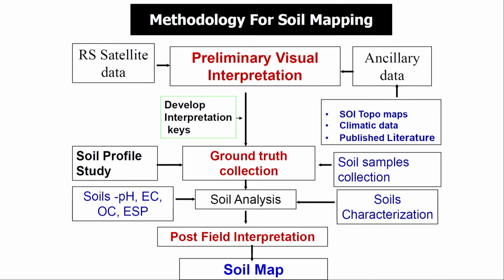So this is your methodology for soil mapping in a nutshell. I can say, take the remote sensing data, take the ancillary data, meaning geomorphology map, topo sheet, climatic data. All three data together, you study by visual interpretation and make the soil landscape map. And with this soil landscape map, you go to study the soil profile.